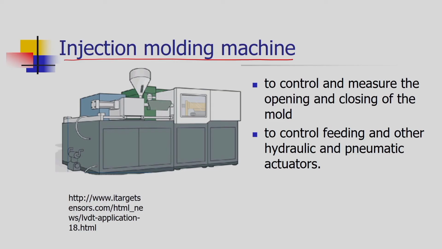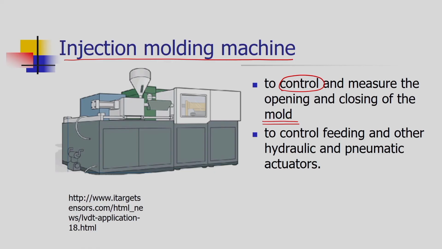The next example on your screen is an injection molding machine. This is used to manufacture plastic components. In an injection molding machine, we have molds, and these molds have two parts. We are opening and closing the molds, so we should have a precise opening and closing of the molds. For that purpose, we have to control its operation. The mold's inertia is very high, and the mold weights are also very high. So, to have controlled movements, we are using the LVDT sensors.